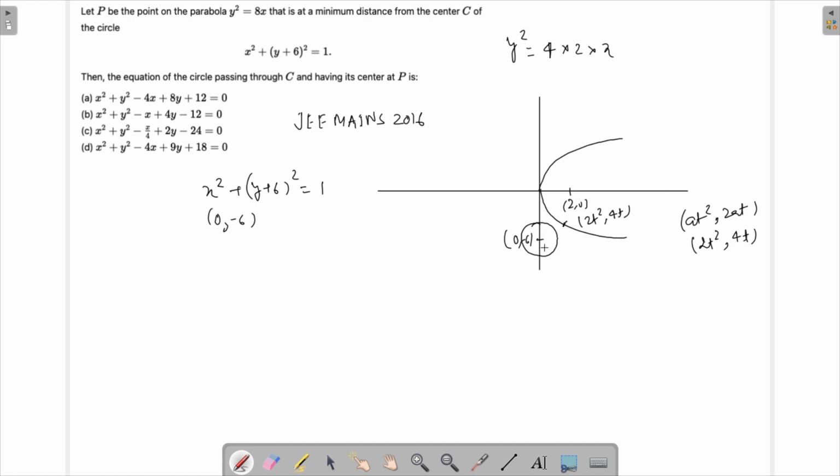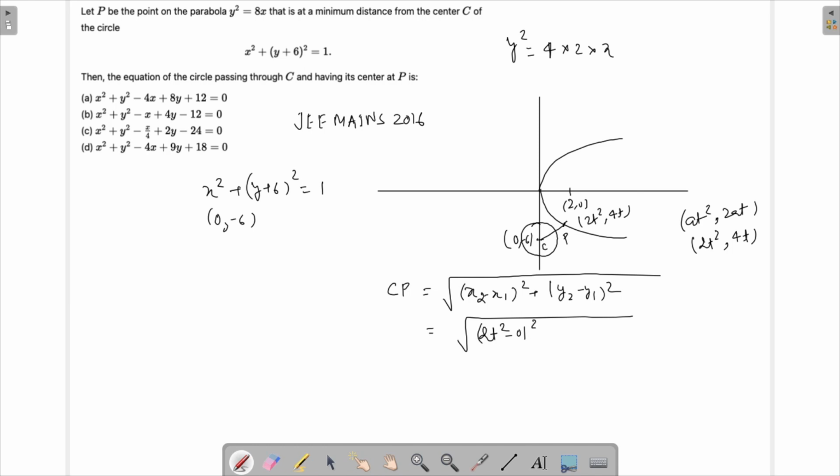What I want to do is find the distance CP. So I could use the distance formula for CP and write it as x2 minus x1 whole squared plus y2 minus y1 whole squared. And this will be equal to 2t square minus 0 whole squared, and then the next thing will be 4t plus 6 whole squared.